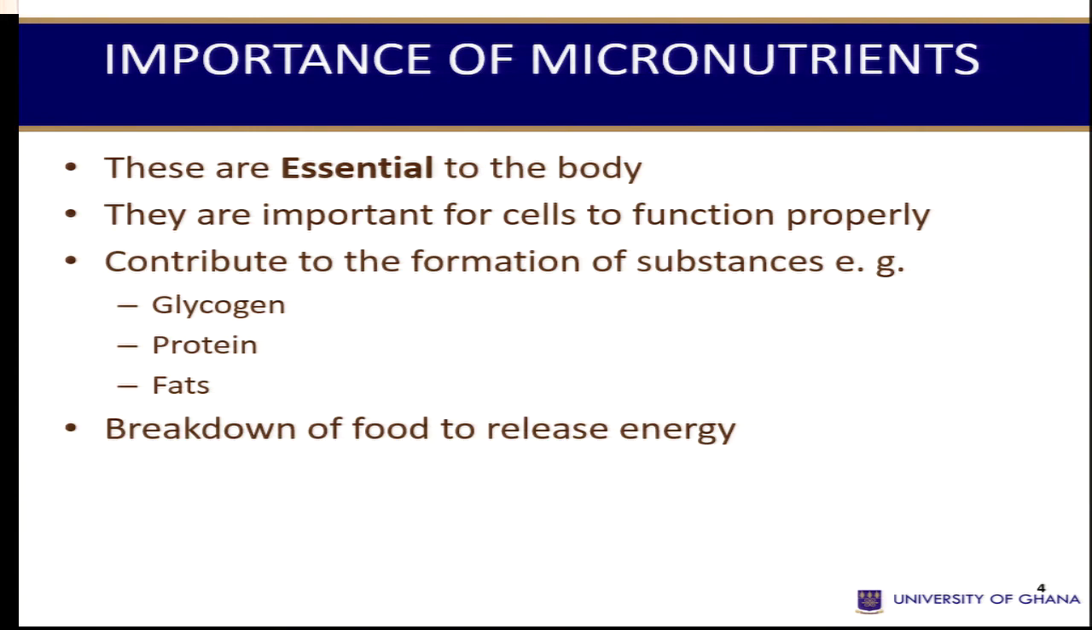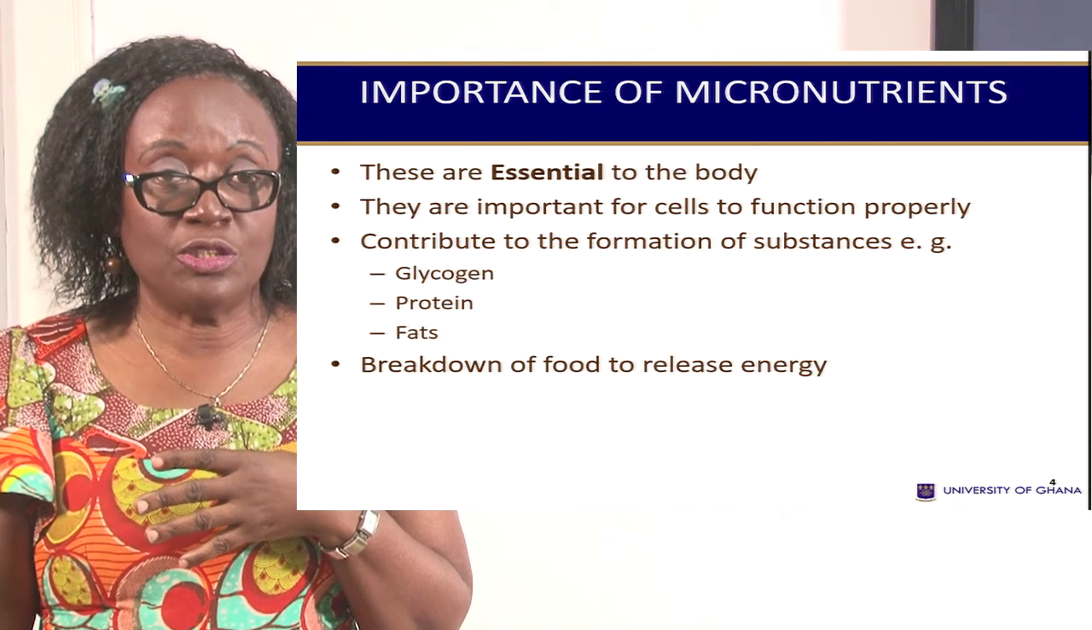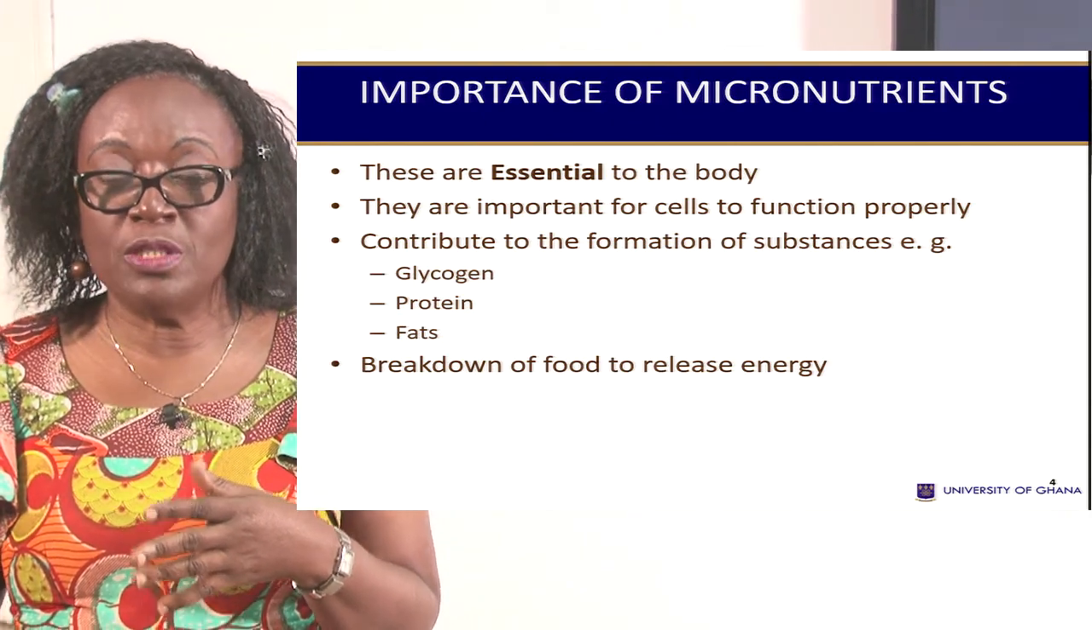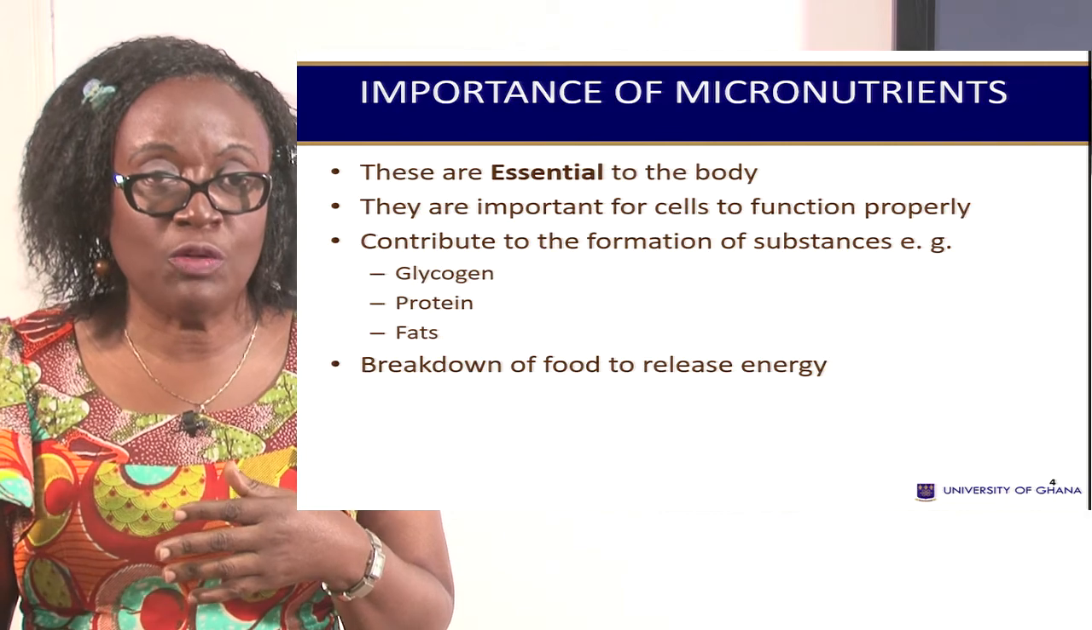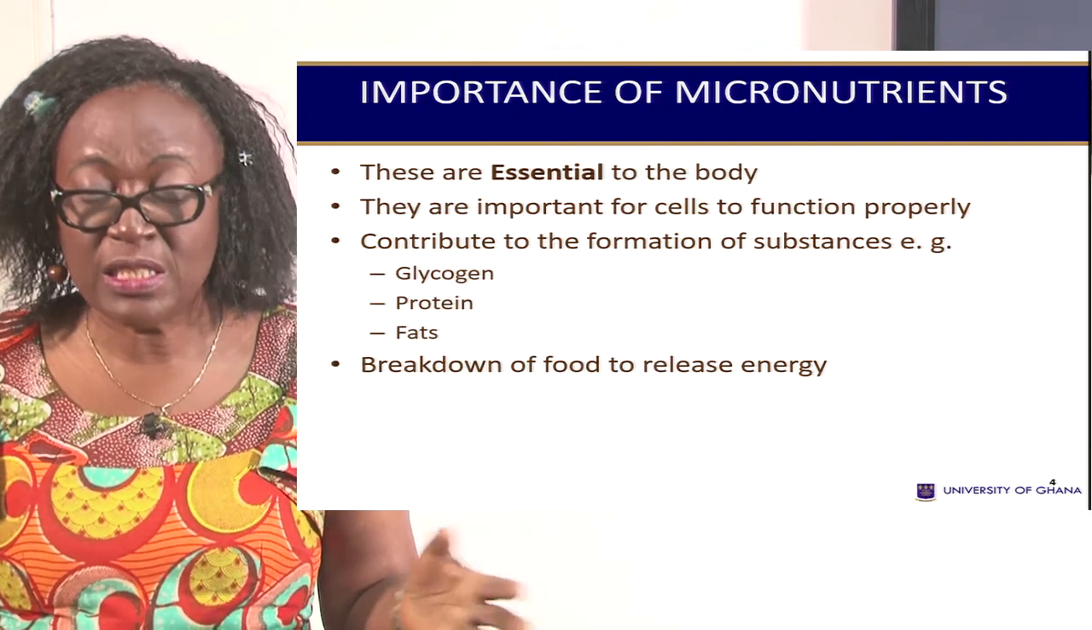These are essential to the body. What it means is that the body cannot synthesize them. They have to be present in the diet, the food that we eat. They are important for all body functions. They play important role when it comes to formation or synthesis of substances in the body. For example, when we are synthesizing our glycogen, the carbohydrate storage form of starch or glucose, we need these micronutrients. They also help in protein synthesis. They also help in formation of fat, different types of fat. And also when we are breaking them down to be used for other bodily functions, especially for energy.